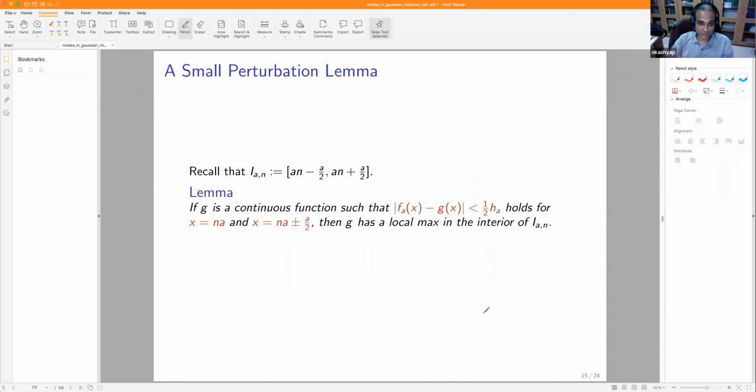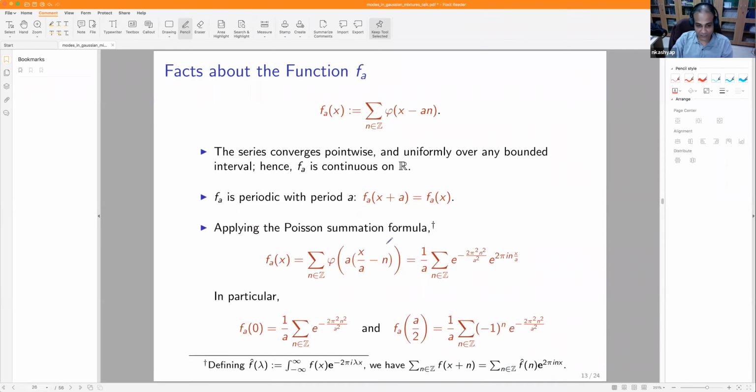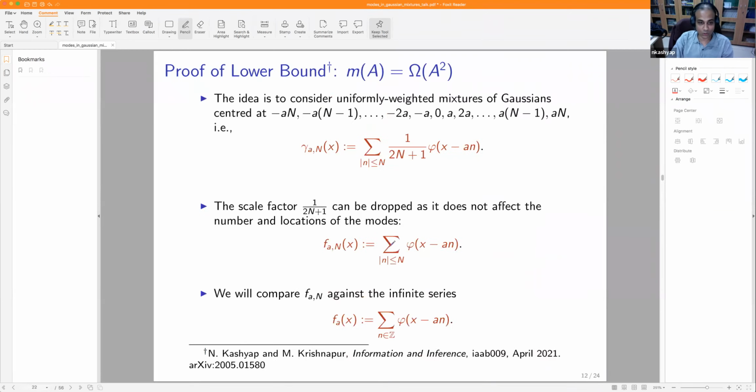So what are we going to use this for? Here's a very simple observation. We want to try to estimate the number of modes of the function of this truncated series. That is what our goal is. We want to estimate the number of modes of this truncated series, and we are trying to do that by comparing it against this infinite series.